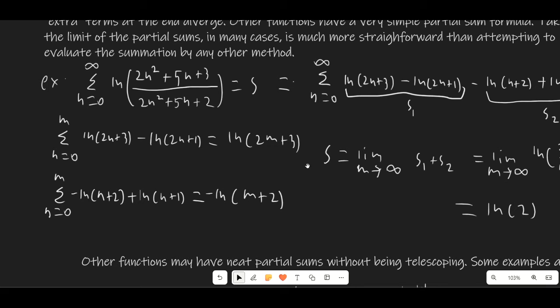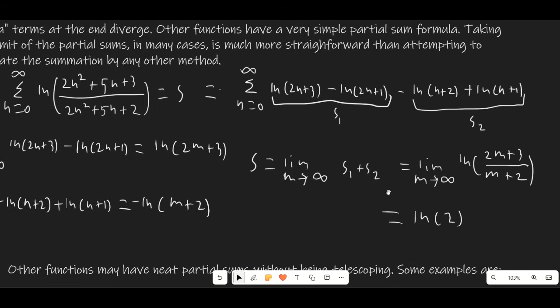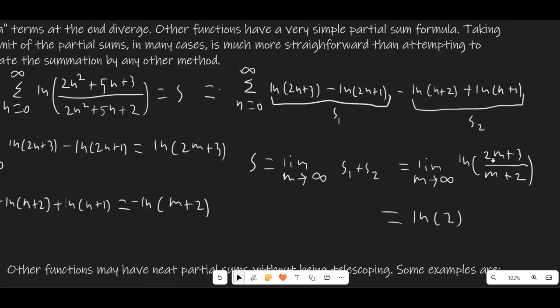So our overall sum, S, is going to be the limit as m goes to infinity of S1 plus S2. This is S1 and this is S2, and S1 and S2 were both dependent on m. So this is the limit as m goes to infinity of natural log of 2m plus 3, this one right here, over to minus natural log of m plus 2, which is the same as putting m plus 2 in the bottom, which is just ln 2.